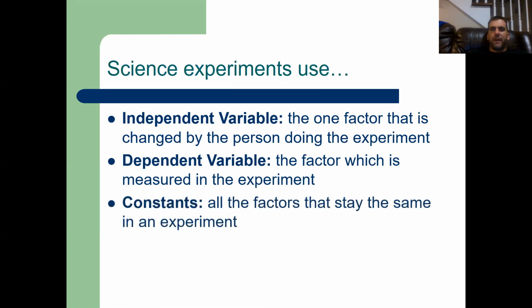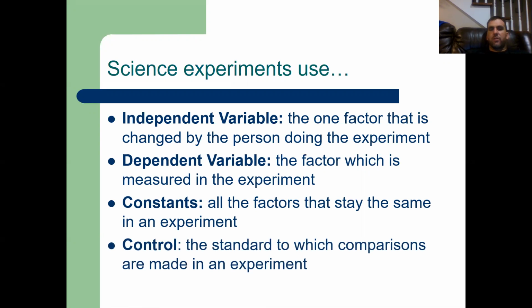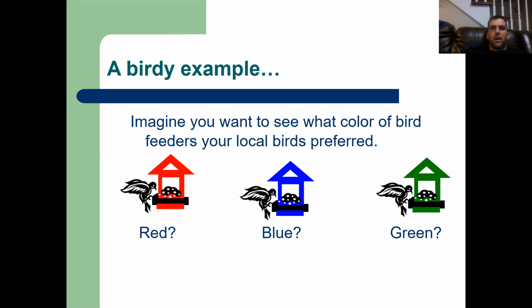A constant is the factors that stay the same in the experiment, okay? And then a control is a standard to which comparisons are made in an experiment. So the four parts we talked about of variables are independent, dependent, constant, and controls.